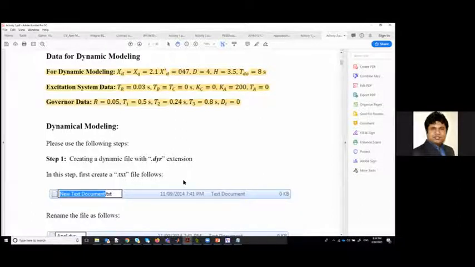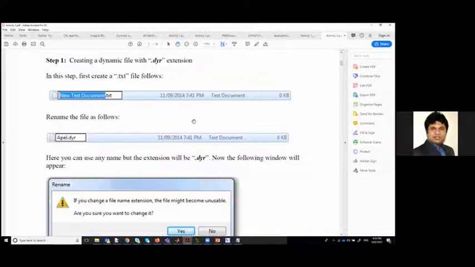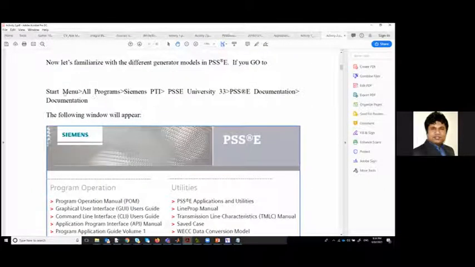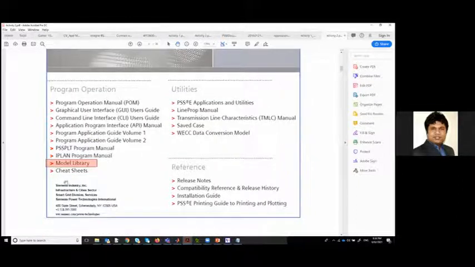Now, what is the sequence we are going to put, and how will PSSE read those data from the DYR file? That is what is important. For this, you need to know the sequence. You cannot remember it. That's why, if you go to the start menu, all programs, I'm going to show you. If you go to the PSSE documentation and look at the model library, you will find it.